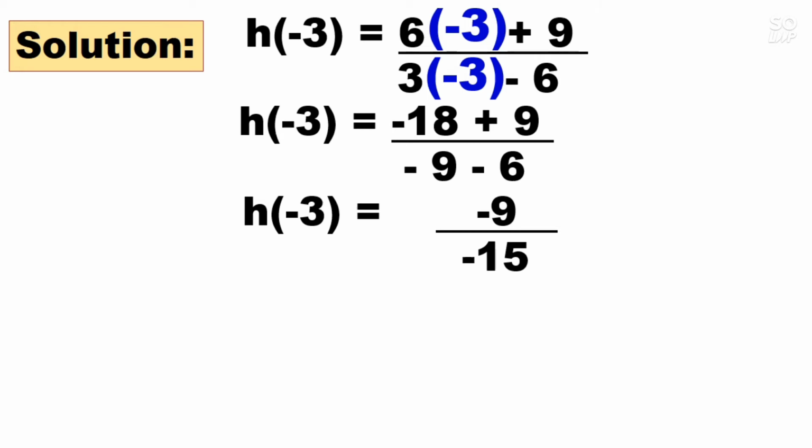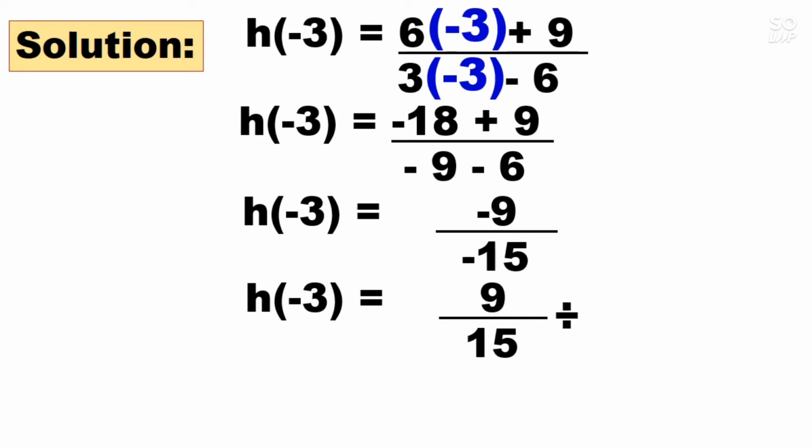Negative divided by negative, the answer is positive. So we have positive 9 over 15. And then reduce to its lowest term. So the common factor of 9 and 15 is 3. Okay, then 9 divided by 3 is 3 and 15 divided by 3 equals 5. Therefore, the value is 3 over 5.